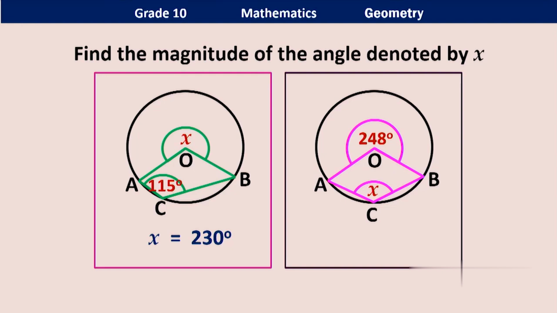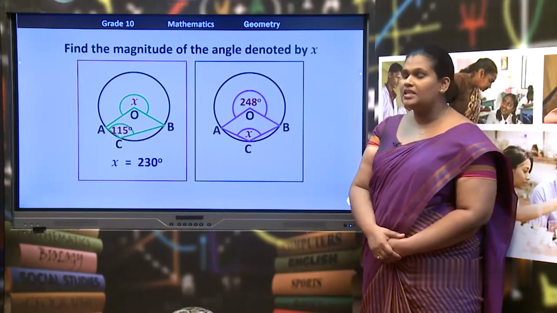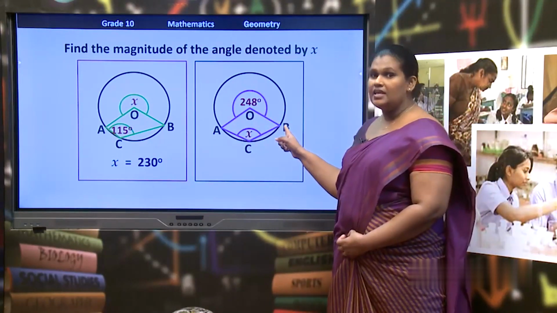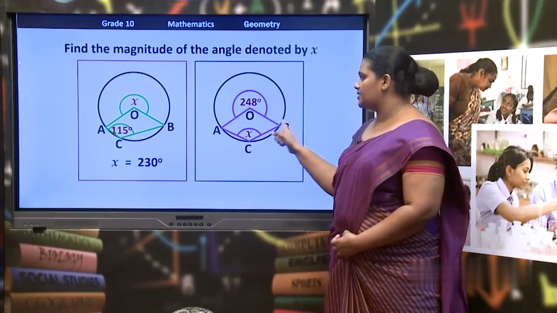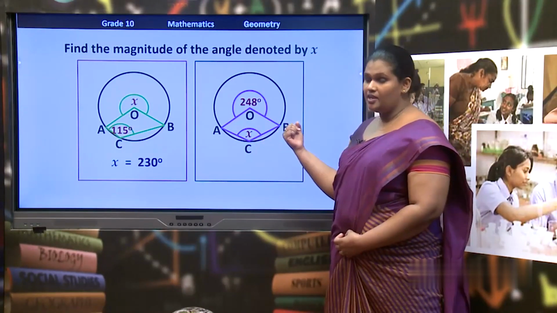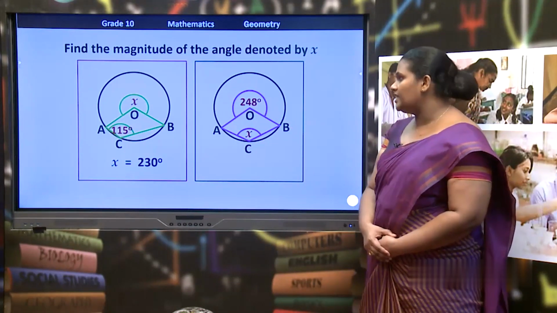at the center of the circle. Therefore, we can observe another thing, that is angle ACB is the angle subtended by the same major arc AB at the remaining part of the circle. Therefore, we can construct a simple equation that angle AOB reflex angle is twice of angle ACB. That means twice of x. That means we can say 2x is equals to 248 degrees.